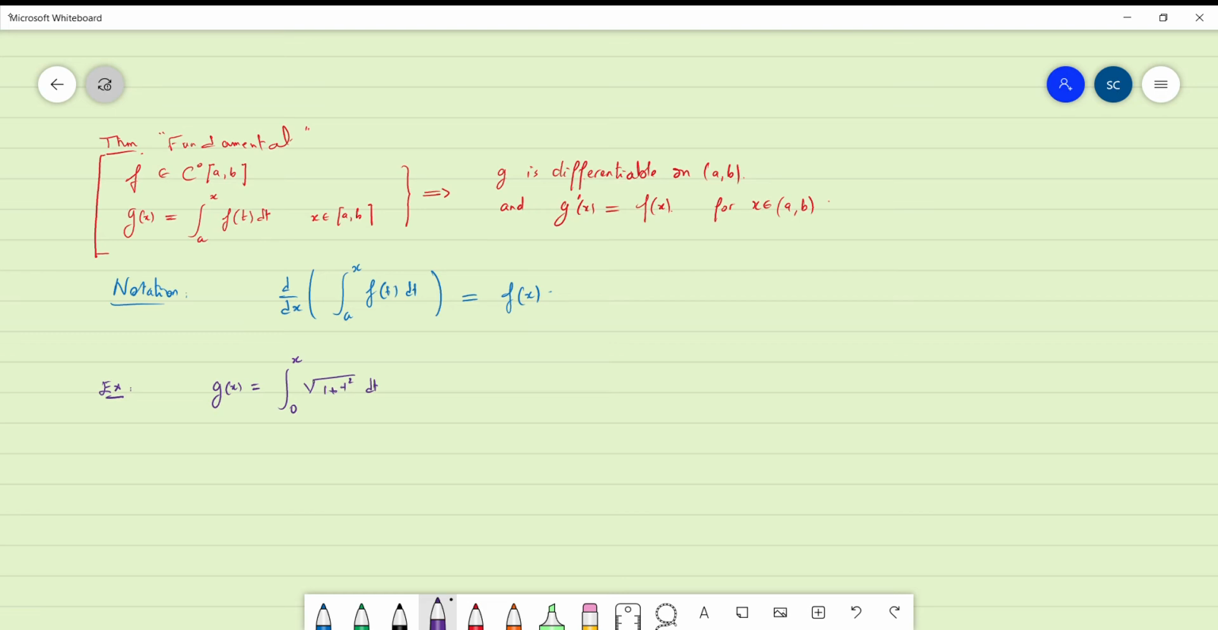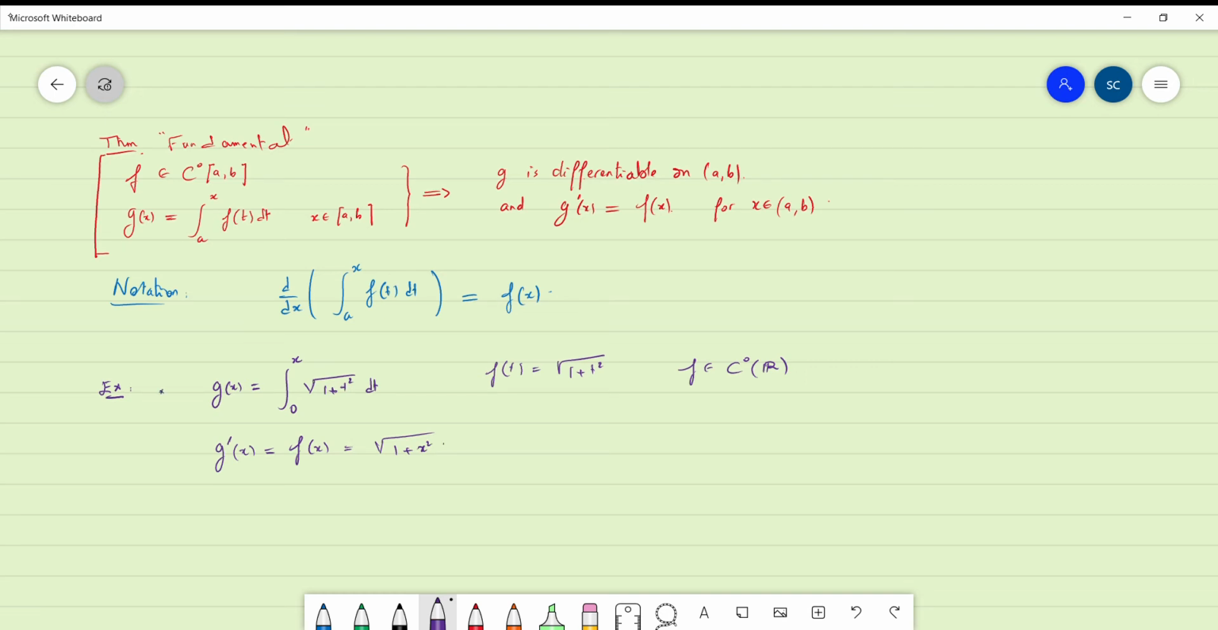We don't know an antiderivative of the square root of 1 plus t squared. So let's see if the conditions of the fundamental theorem are satisfied. Here f(t) is the square root of 1 plus t squared, which is continuous everywhere. So the conditions are satisfied, therefore g is differentiable, and the derivative is f(x), that is the square root of 1 plus x squared.